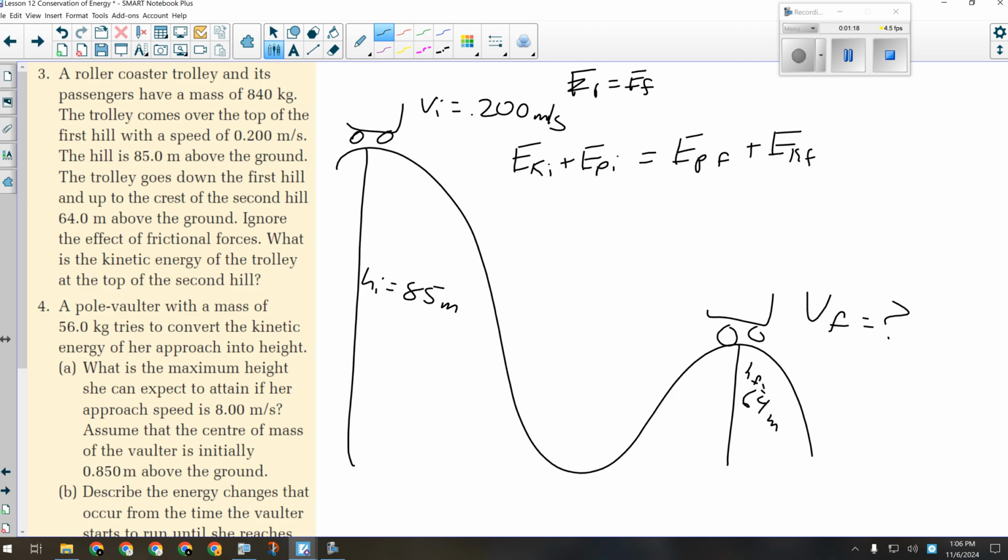Now, what I'm looking for is part of which one of those terms? Which one of those terms would have final speed in it? EKF, yeah. So I need to isolate EKF right now. What do I have to do with EPF? Subtract it over to the other side. All right, so I've got EK initial plus EP initial minus EP final equals EK final. All right, now I can expand again.